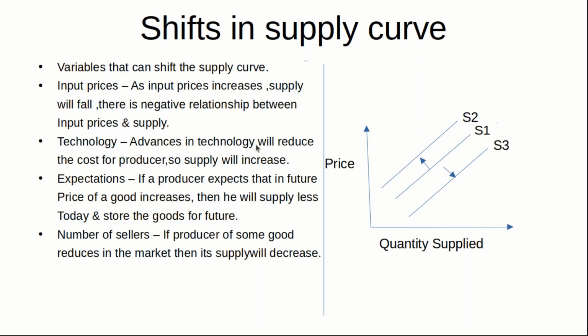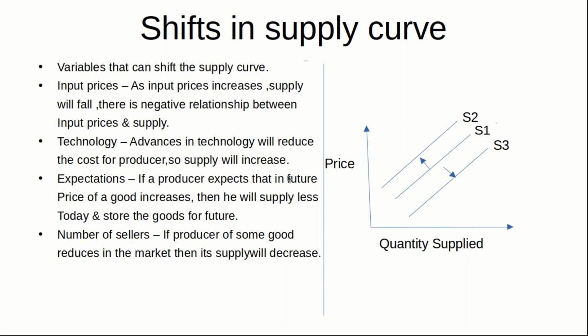Technology. Advances in technology will reduce the cost for producers, so supply will increase. Some firms are using outdated technology and some are using advanced technology. So when there is an improvement in technology, there will be a rightward shift. When there is no improvement, there will be a leftward shift because they are not able to supply that much.